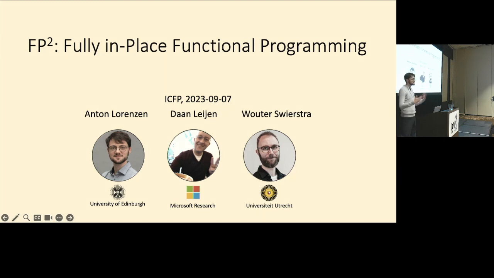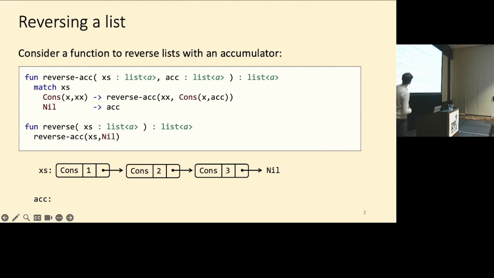And this may sound like a bit of a contradiction at first, right? Because functional programming is all about persistence and immutable data structures. So how can things be mutated in place? To illustrate this, let's look at the reverse function, how you would write it in a functional programming language. So this is in Koka.